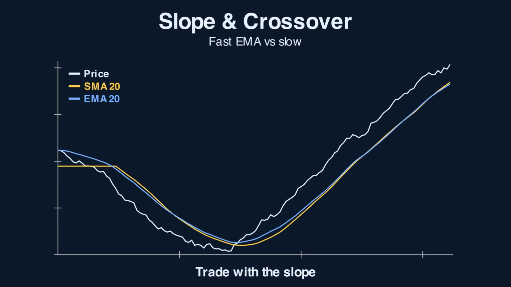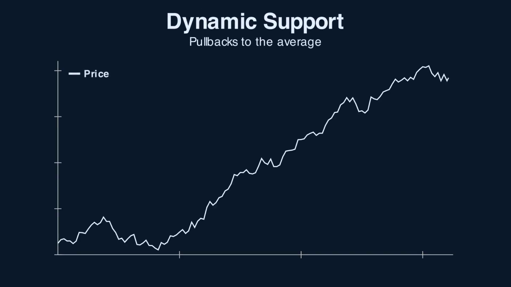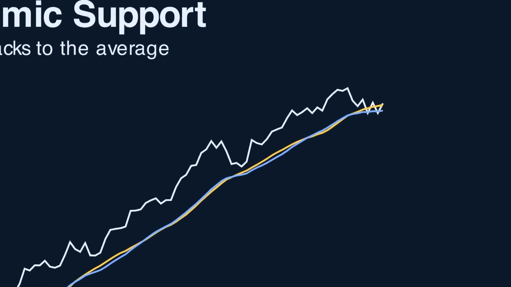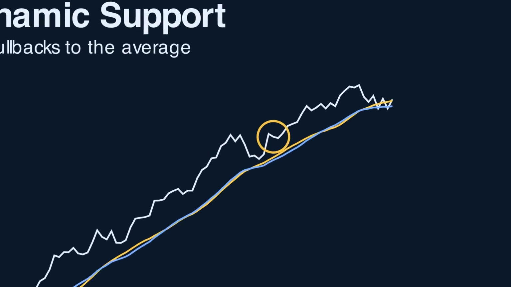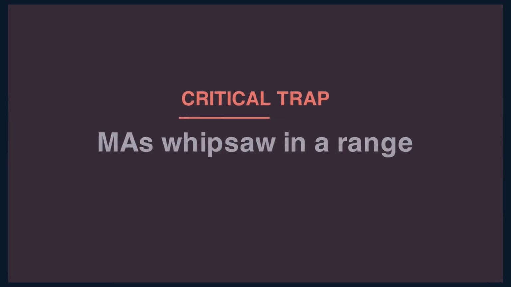trading every wiggle. In a healthy uptrend, the moving average acts as dynamic support. Price pulls back to it, finds buyers, and continues, over and over. That gives the swing trader a repeatable plan. Instead of chasing the breakout, wait for the pullback into the rising average and buy strength there with your risk just below it. But know the regime.